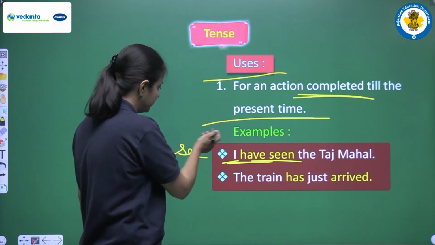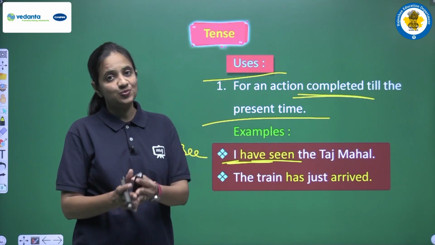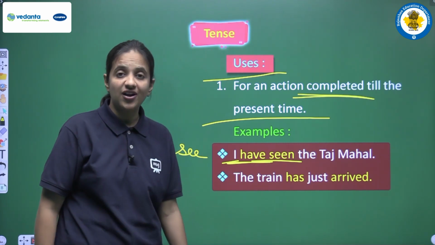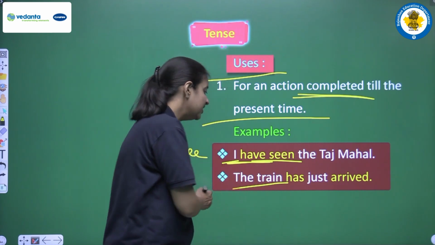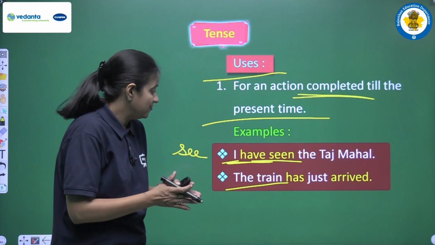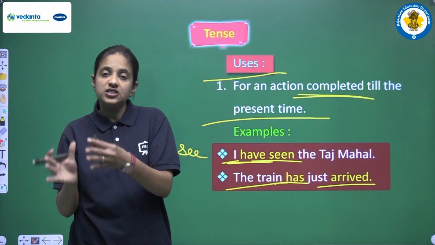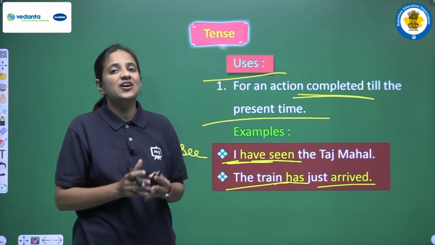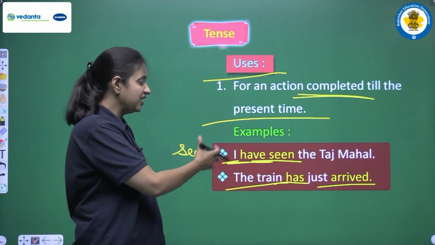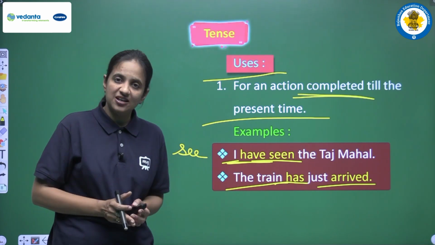So now we have converted see to seen, and our sentence is I have seen the Taj Mahal. Okay, second one is the train has just arrived. So in this sentence we are having train, again this is a noun, so we are having a singular noun as a subject, and for singular subject we are using has, and again we have converted first form to third form. Okay, so arrived, this is the third form of arrive, and our sentence is the train has just arrived, right? So this is the very first use of present perfect tense.